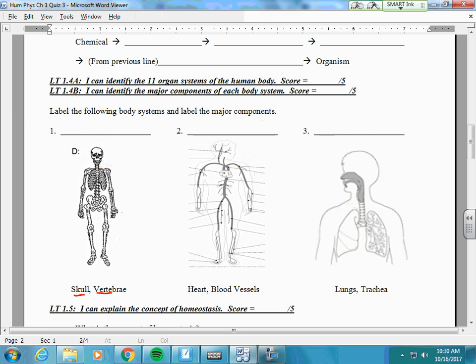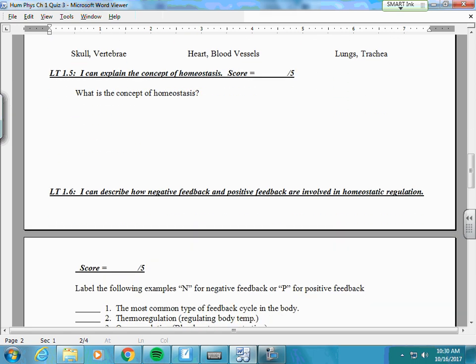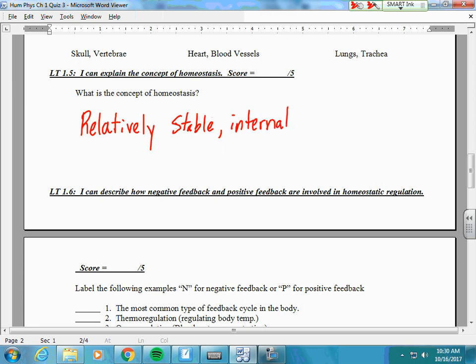So next thing we have here is homeostasis. So I can explain the concept of homeostasis, and what I was looking for here is homeostasis itself. It's not regulating homeostasis. It's actual homeostasis itself. And that's a relatively stable internal environment. So we have certain conditions in our body, inside our body, and we want to keep them within a certain range. That's homeostasis. The process of keeping them in that range is homeostatic regulation. And that's actually going to go along with learning target 1.6.